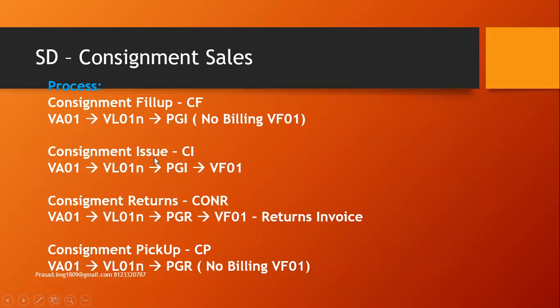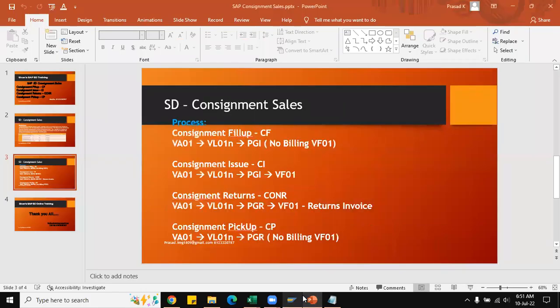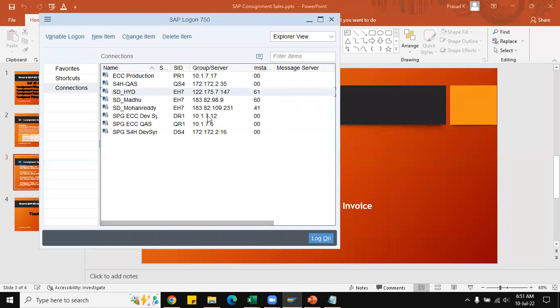So you can see here consignment issue and consignment returns have the billing document, whereas consignment fill up and consignment pickup do not have any billing document generation. Finally, we do the consignment pickup. Here also, when we create a sales order and delivery, the PGR will be there. That is, we are taking the stock back from the customer location to our location. Entire stock will be replaced. So here also there is no billing document. Let us see what is going to happen in the system so that you will be able to understand what exactly the consignment process is.